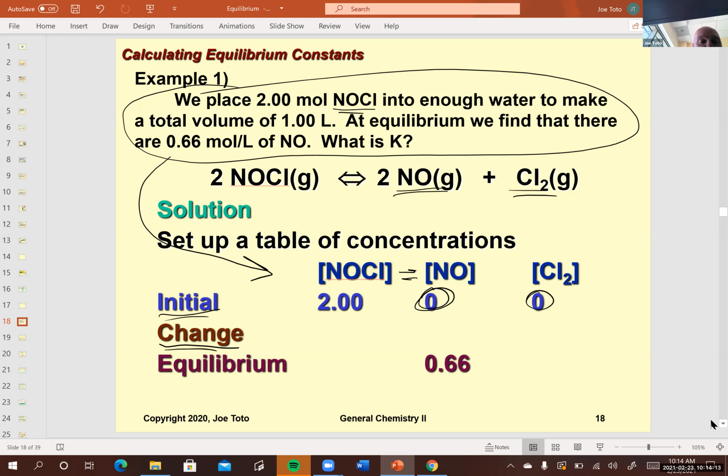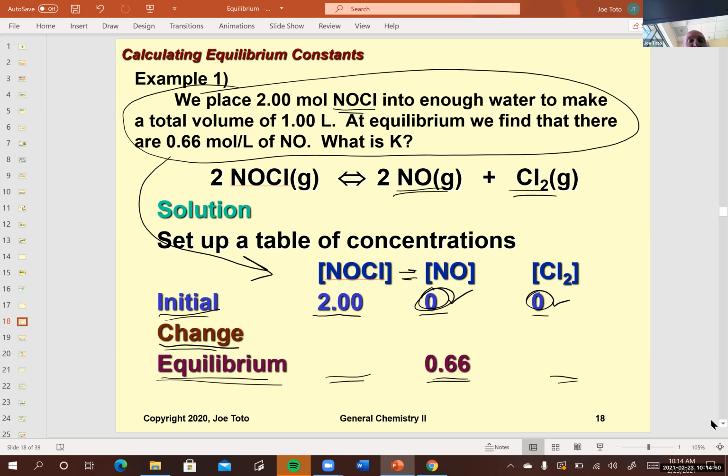ICE: the initial row, the change row, and the equilibrium row. Now in these problems, when we have to calculate K, they give us the initial conditions, or we can figure them out by reading between the lines, and what they didn't give us would be 0. And then they give us 1 at equilibrium. It doesn't matter which one they give us at equilibrium. It could be any of these. All we need is 1.